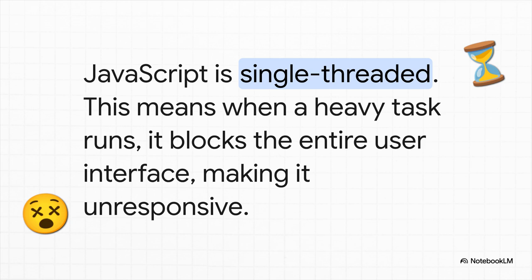See, it's single-threaded, which basically just means it can only do one thing at a time. So when it gets bogged down with some big, time-consuming calculation, everything else, we're talking animations, button clicks, any user interaction, it all has to wait in line. This is what we call blocking the main thread.